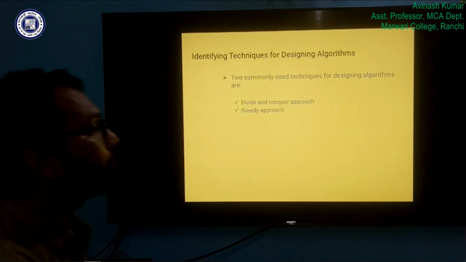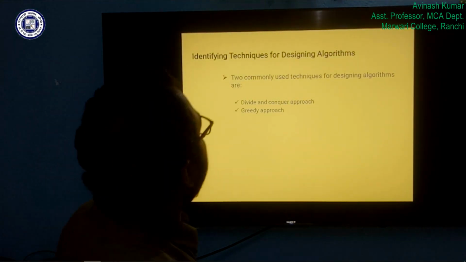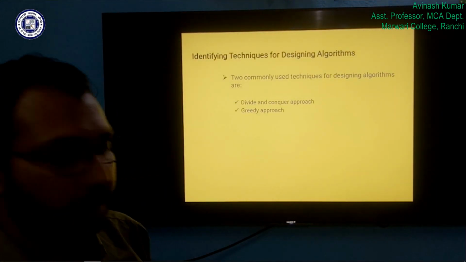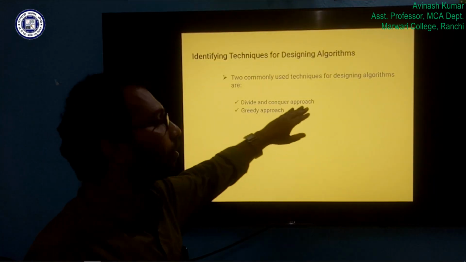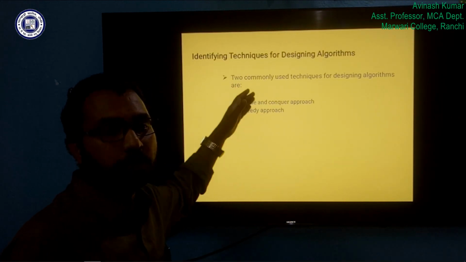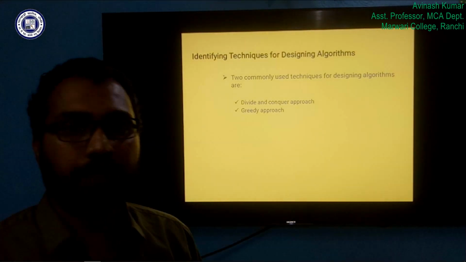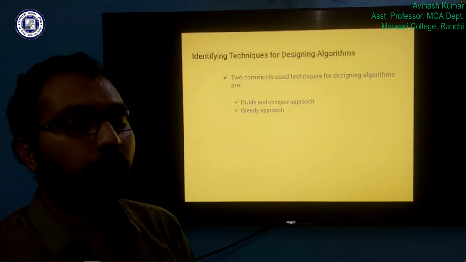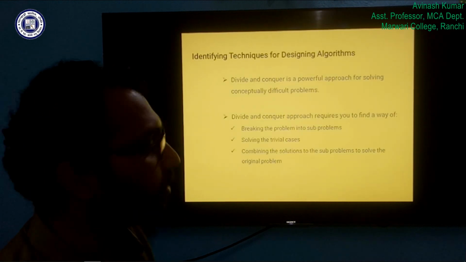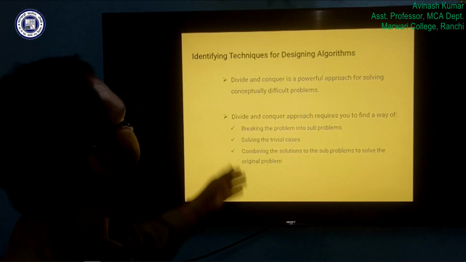Next, we have the techniques for designing algorithms. We have two major techniques to design an algorithm, that is the divide and conquer approach, and the second one is the greedy approach. These two algorithms, by the name itself, suggest what type of algorithm they are. So first, let us take a closer look at the divide and conquer approach.